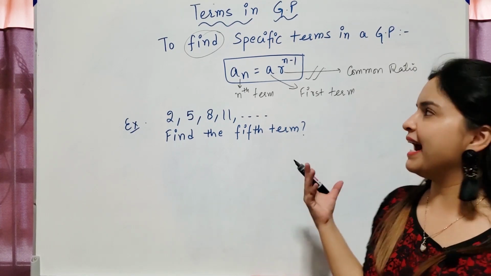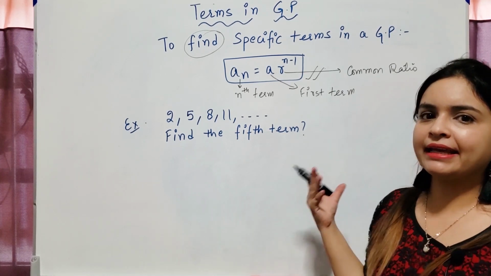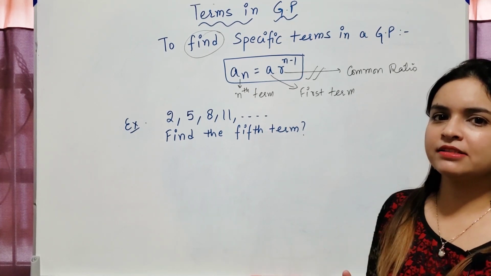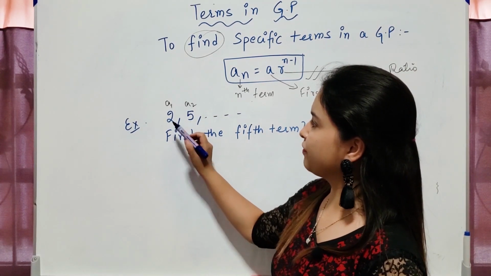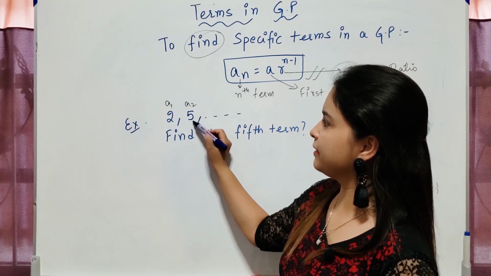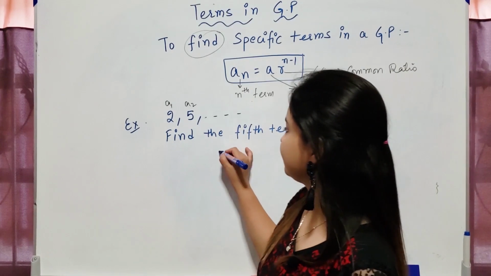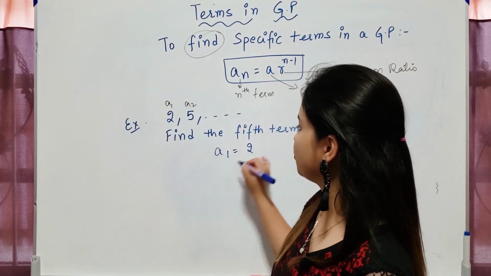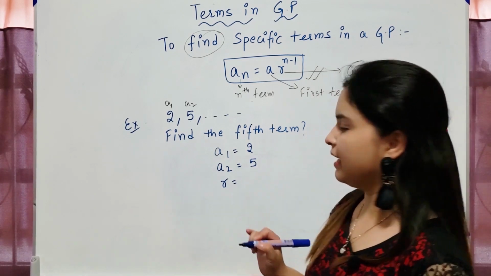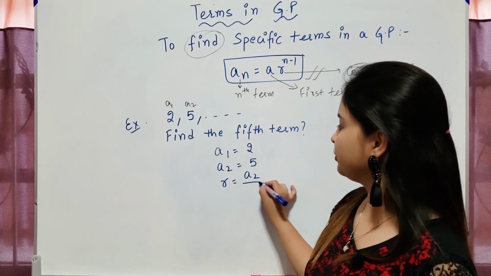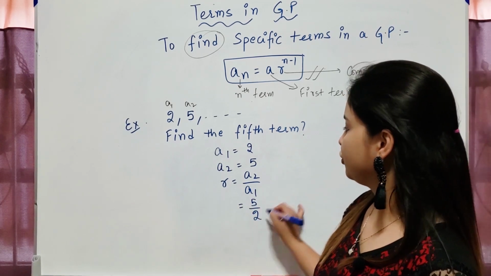Okay, so if I have the first term and I have the common ratio, I can find any term in a given sequence. Look at this sequence. The first term of the sequence is 2, second term is 5. I need to find the 5th term. So what is A1? A1 is 2. What is A2? A2 is 5. Calculate R. R will be A2 divided by A1, which is 5 over 2.